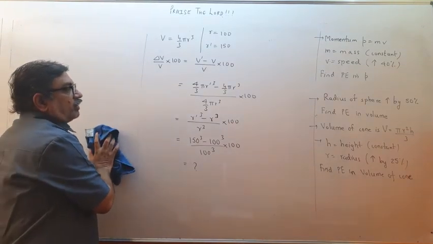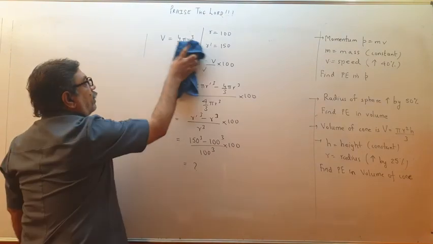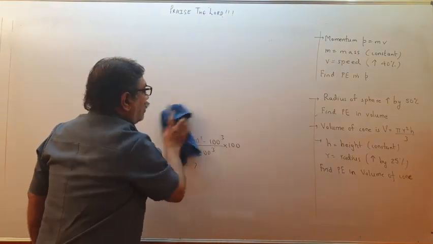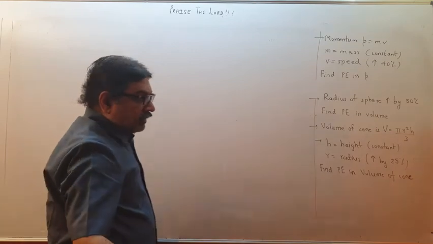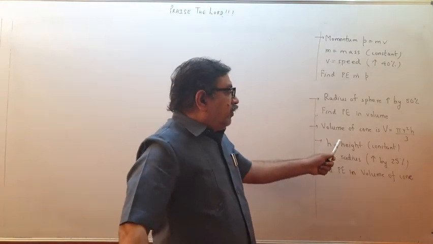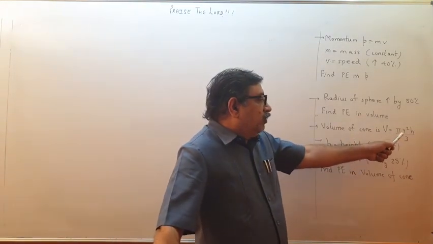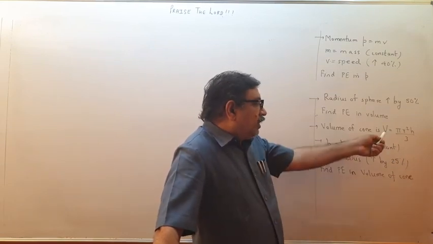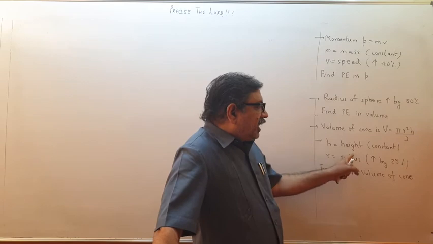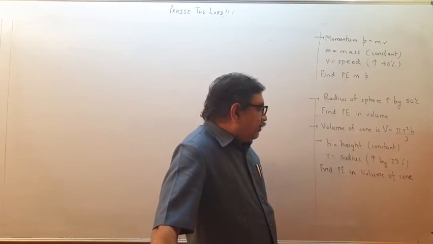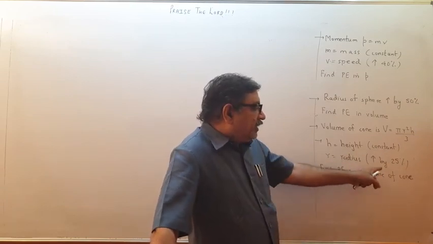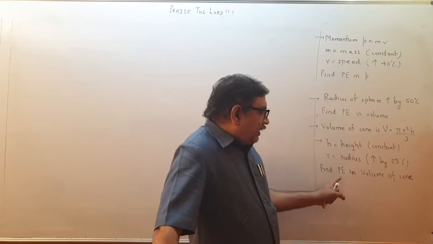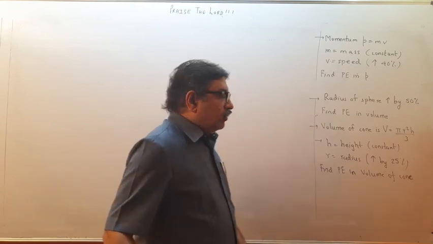Please pause, children, so that you can copy this. The volume of a cone is V equal to pi r square h upon 3, that you already know. 1 upon 3 pi r square h is the formula for volume of cone. H is the height which is given to us as constant. R is the radius which is increasing by 25%. Find the percentage error in volume of the cone.